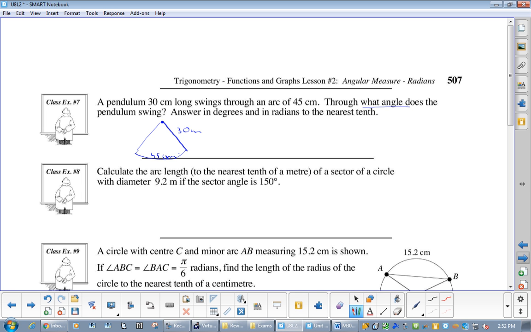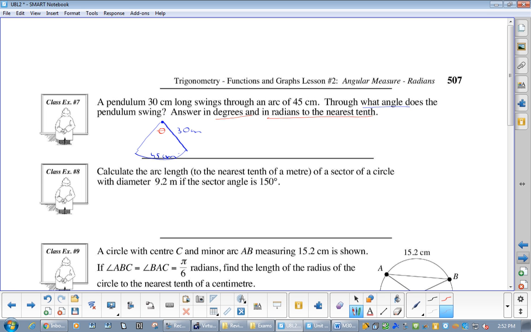Now it wants to know at what angle did it swing. Okay? It wants it in degrees and radians. What will the answer give it to me in? Radians. Okay, you have to know that. It's not going to be on the diploma anywhere. That's not going to be told to you.